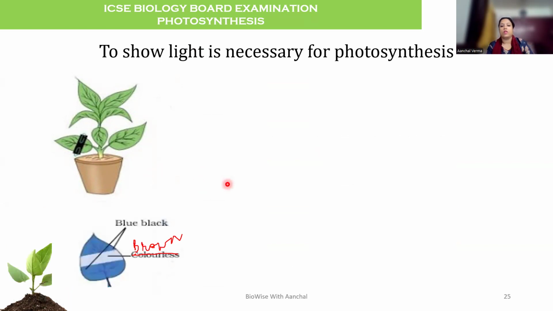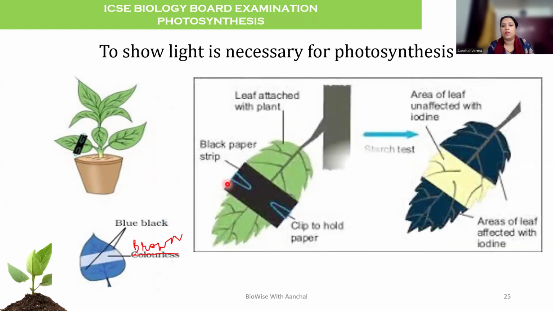Okay, so you can see here the leaf attached. You can see the area of the leaf affected with iodine and here unaffected with iodine. That is, iodine retains its color. It does not change the color of the leaf to blue black. The blue black coloration confirms the presence of starch.